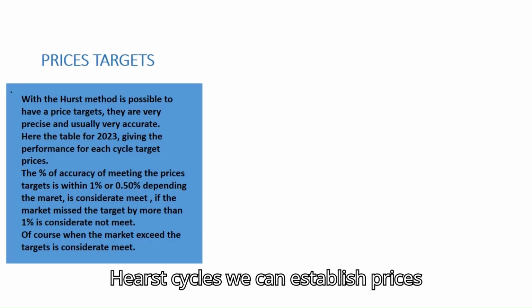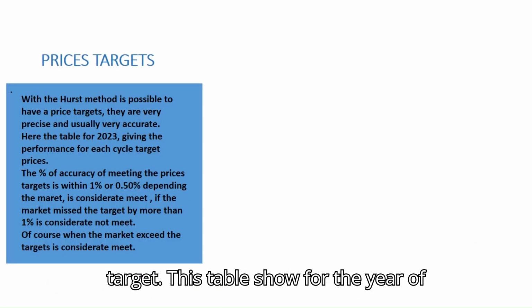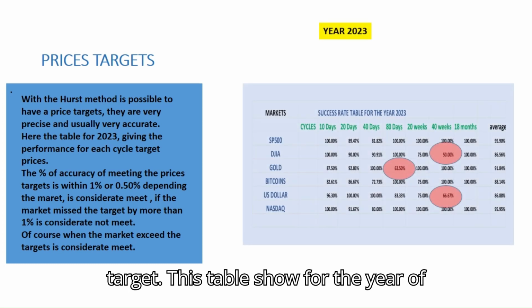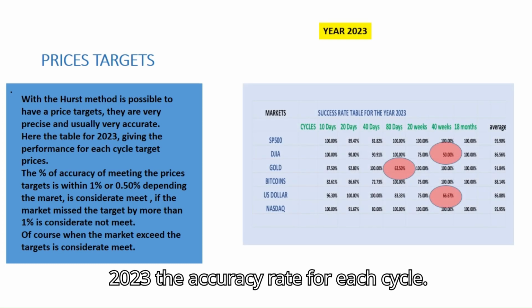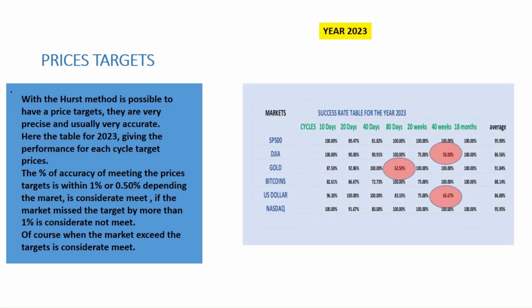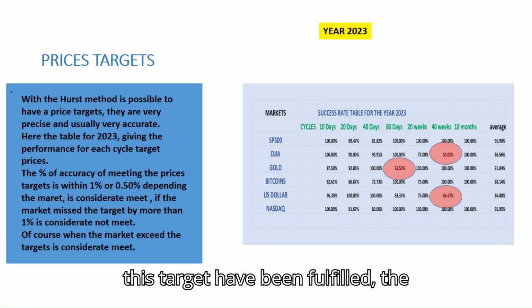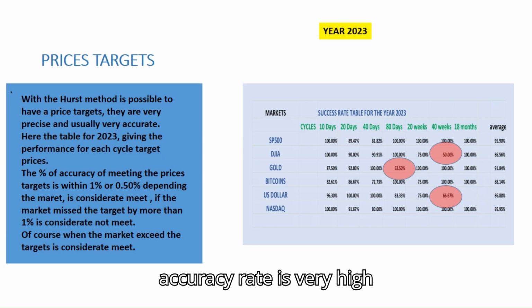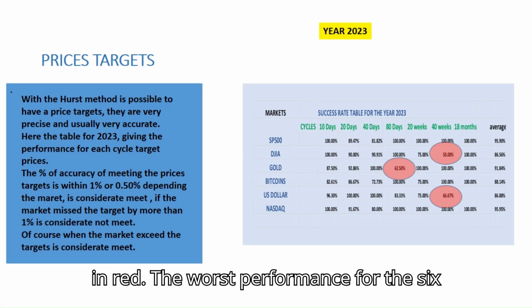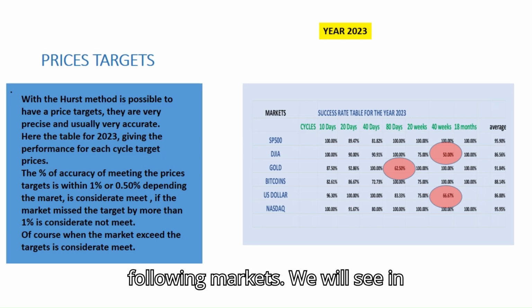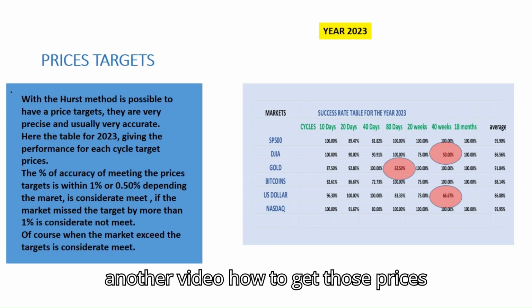Using the Hurst cycles we can establish price targets. This table shows for the year 2023 the accuracy rate for each cycle. When the market gives a price target, and this target has been fulfilled, the accuracy rate is very high. In red, the worst performance for the 6 following markets. We will see in another video how to get those price targets.